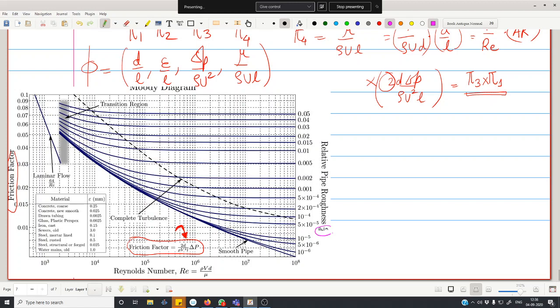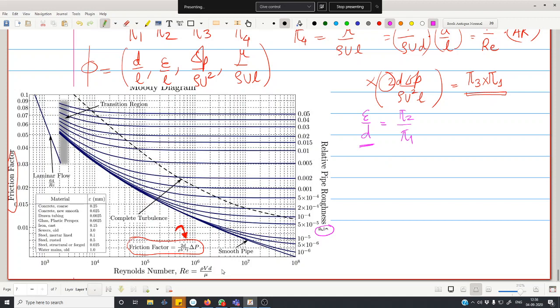On the other y-axis, you have something as epsilon upon d. So what is epsilon upon d in terms of our pi terms? What is epsilon upon d in terms of our pi terms? Pi 2 by pi 1. So it is nothing but pi 2 upon pi 1.